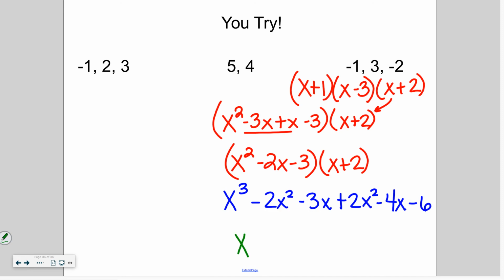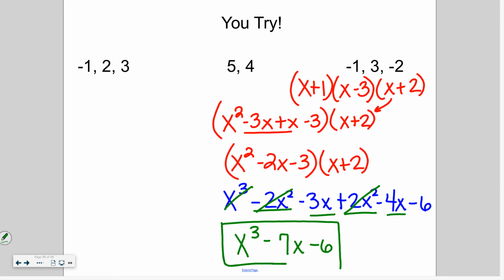Combine my like terms. I have x cubed, negative 2 and a positive 2. Those cancel out. Negative 3 minus 4 is a negative 7x. And then we have the 6. And we are finished. So those should not be too hard for you. It's just box and FOILing again. But you just need to be able to recognize how to go from the roots back to the function.